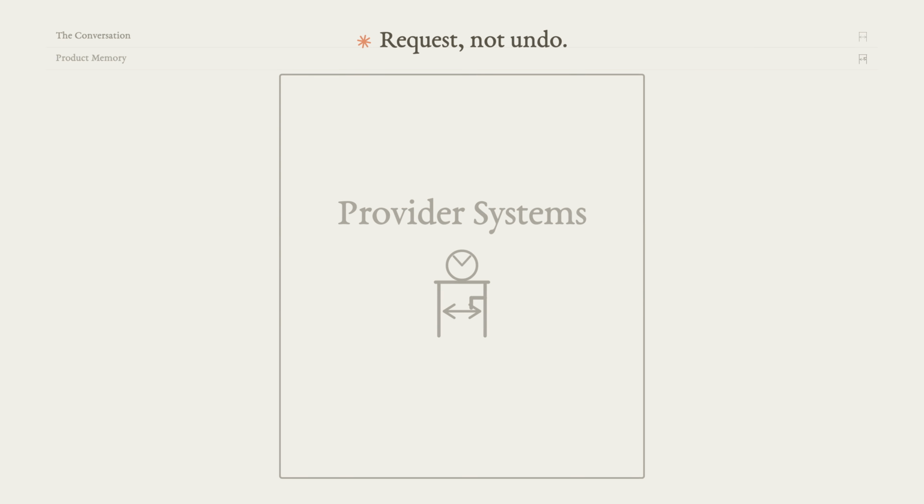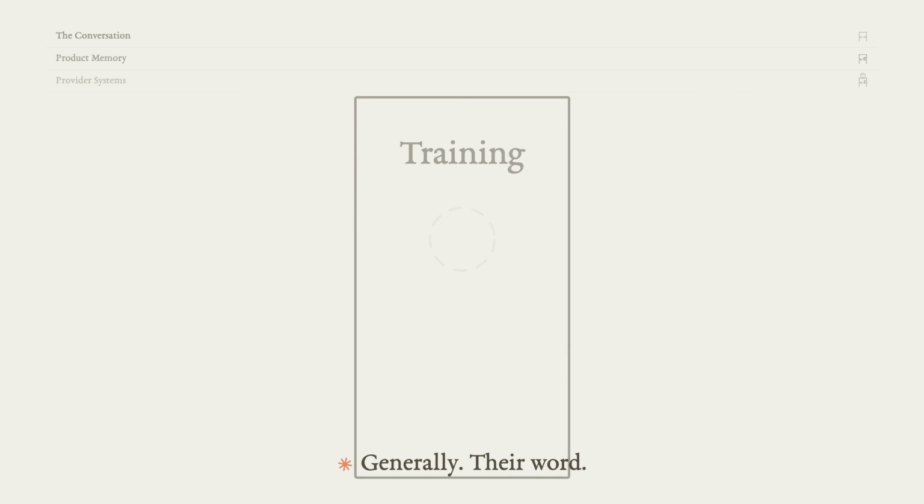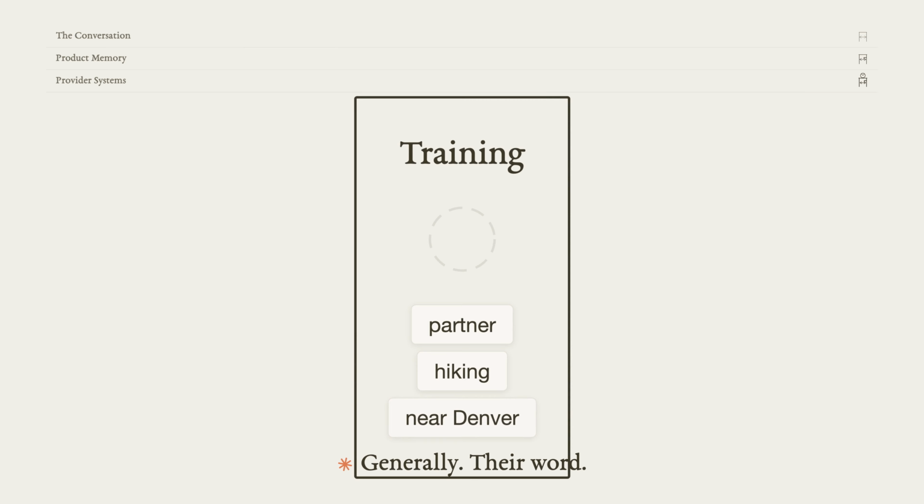But notice what changed. This is the first level where being in control stops meaning you can undo it, and starts meaning you can file a request and wait. Level 4 is training. Some providers use conversations to improve the next model. Personal details are generally stripped out first, and that hedge belongs to them, not to me. And then your sentence stops being a sentence.